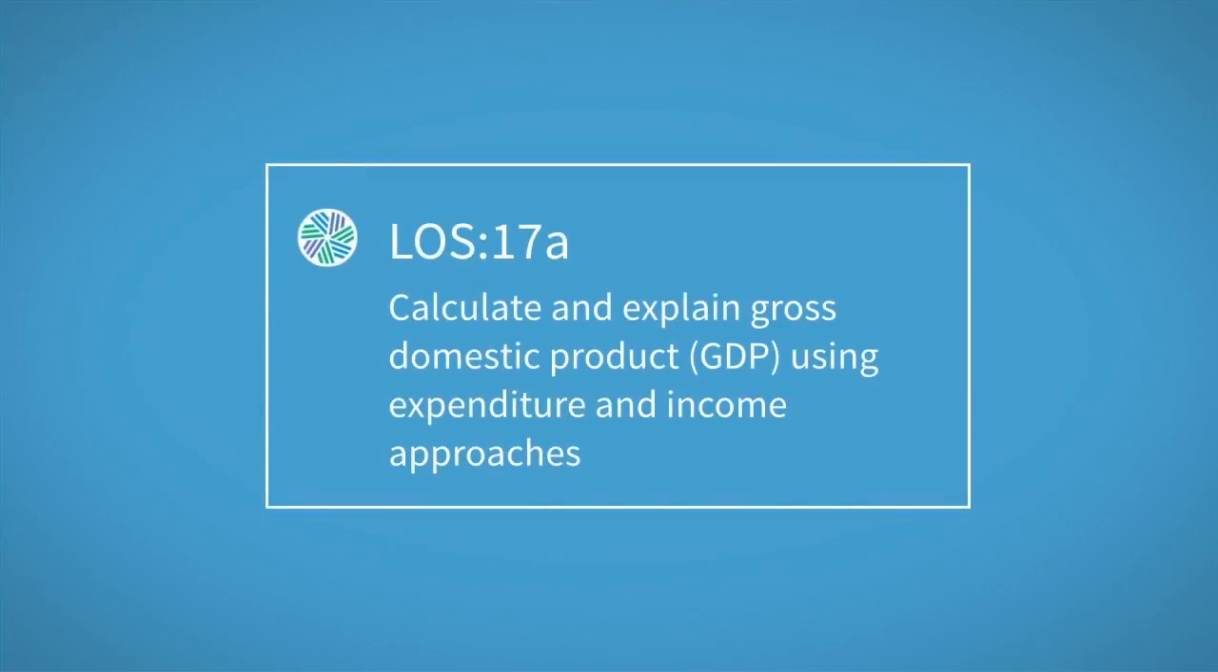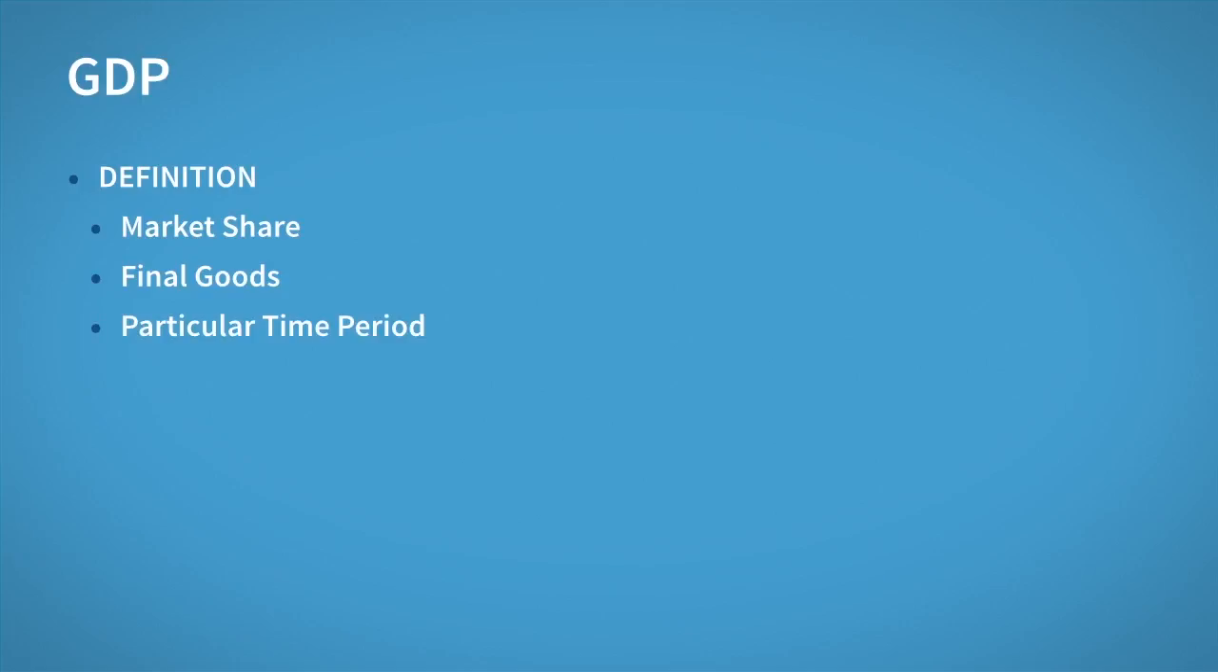In this video, we are going to look at aggregate output and the various forms of income. Let's start with gross domestic product. The GDP of a country is the sum total of the market value of all final goods and services produced in a region within a particular time period.